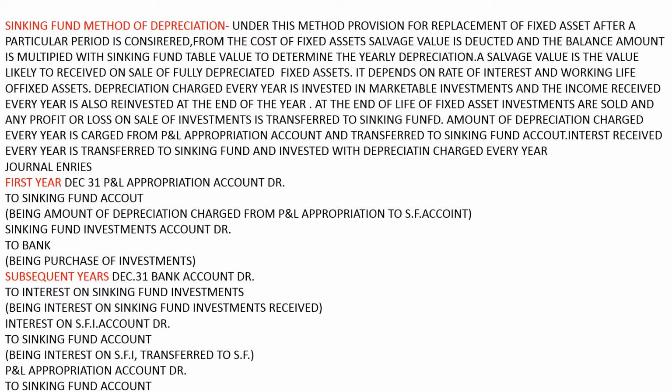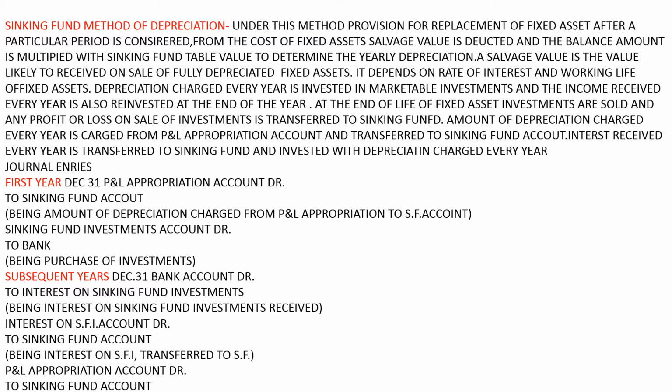Amount of depreciation charged every year is charged from profit and loss preparation account and transferred to sinking fund account. Interest received every year is transferred to sinking fund and invested with depreciation charge every year. Now we are going to have the journal entries.